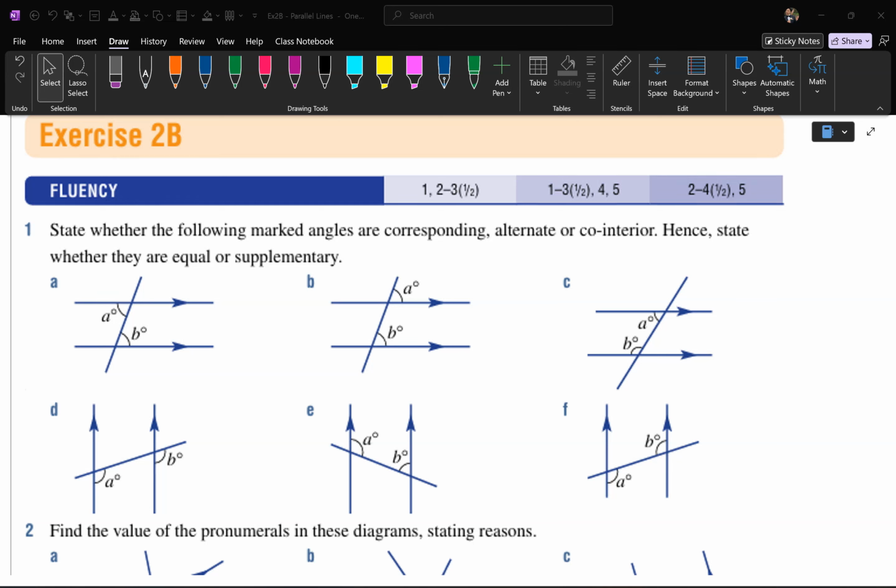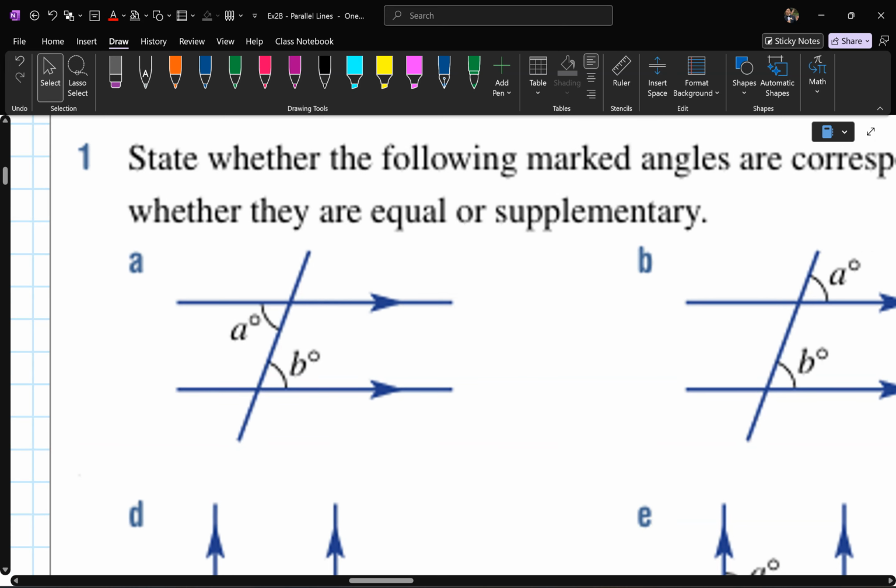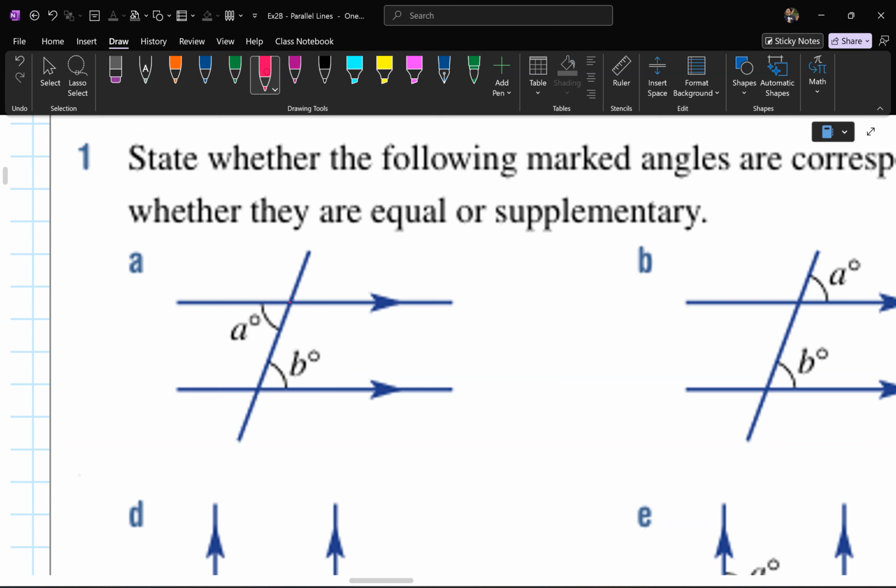All right, question 1A. What did you get? Let's go with Hauschwan. What'd you get? Close, but no. It is either alternate or vertically opposite. So you were 50-50 there.